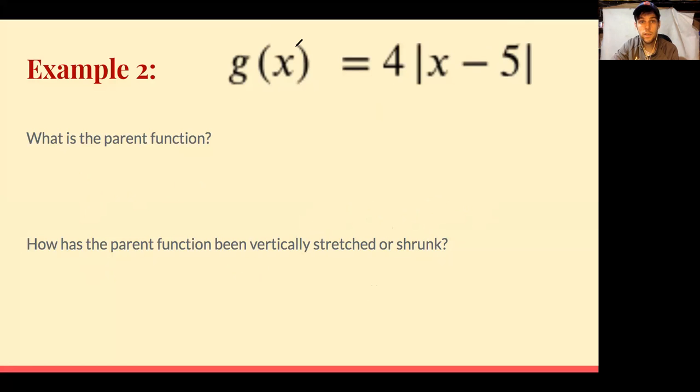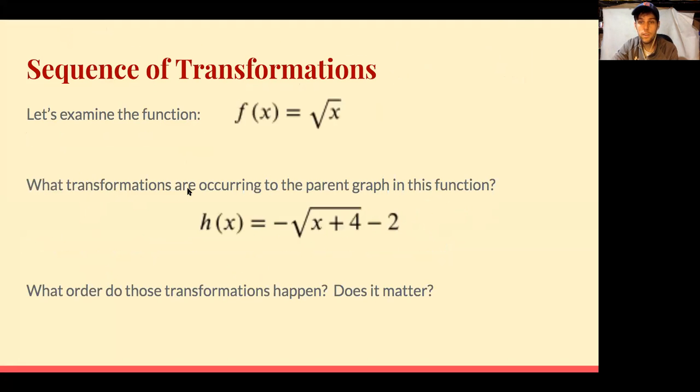All right, I'm going to clear that and move on to another example here, talking about the sequence of transformations. A lot of times it's important to know what order these transformations take place in, because if we change the order up, it's going to actually affect what the graph would look like. So, and there is a right order most of the time.